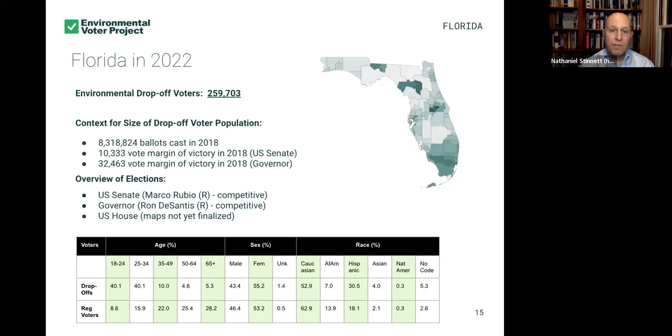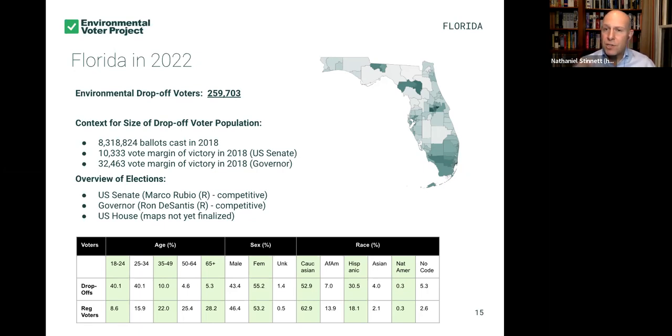Another thing that we see in Florida is a huge, I'll call it a gender gap because that's a term of art, but again, remember, we're talking about sex data, not gender data. But a big gender gap. Women are significantly more represented in this group of environmental drop-off voters than men. And by the way, that has nothing to do with voting behavior. It has everything to do with the fact that women are always more likely to care deeply about environmental issues than men are. We see that throughout our data in all 17 of our states.